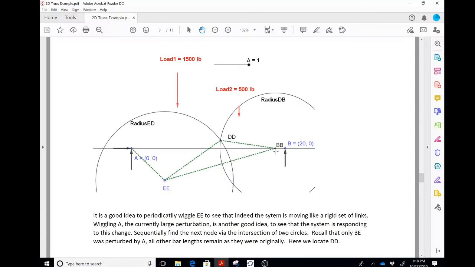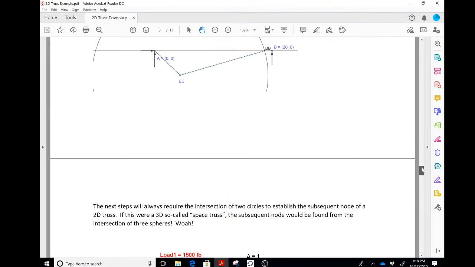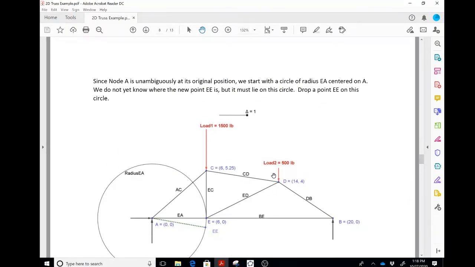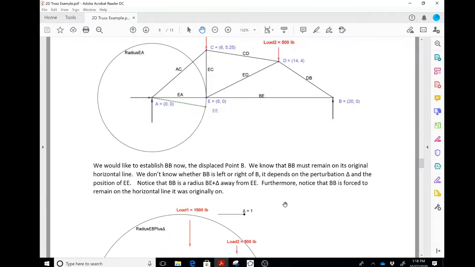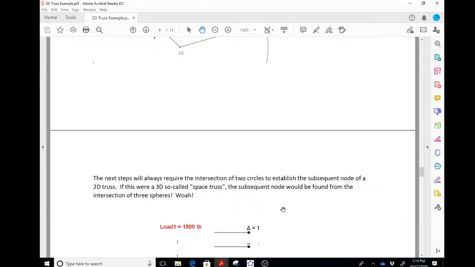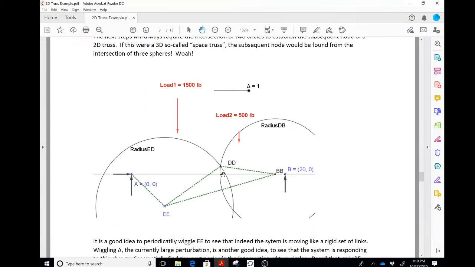So I'm starting at BB as a center, and now I have a radius of DB. Starting at EE, I have a radius of ED, and I'm looking for D. So notice what I did. Starting at BB, I have a radius of DB. Starting at EE, I have a radius of ED, and I'm looking for the new point D. And I'll call that DD. And there it is.